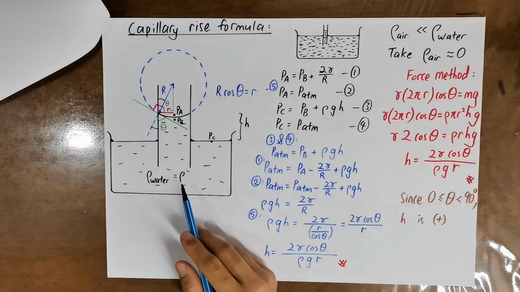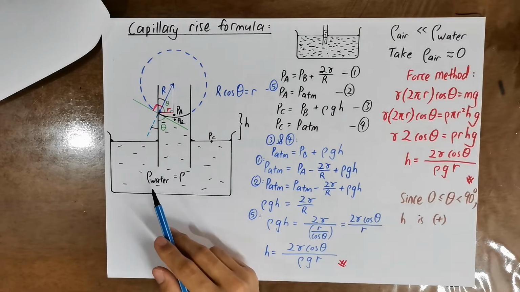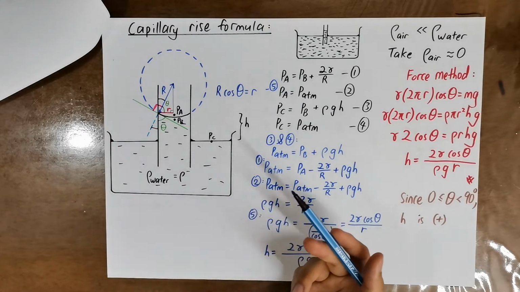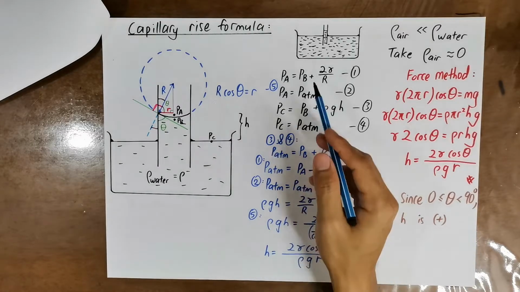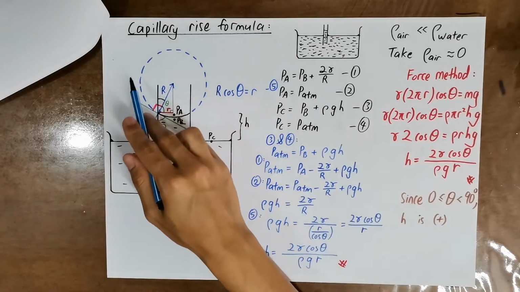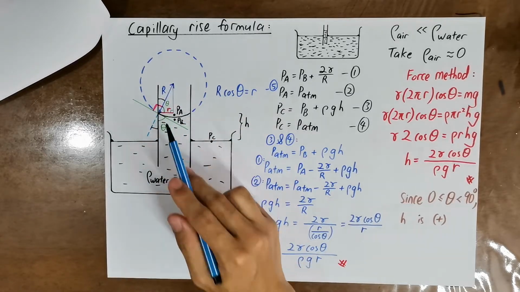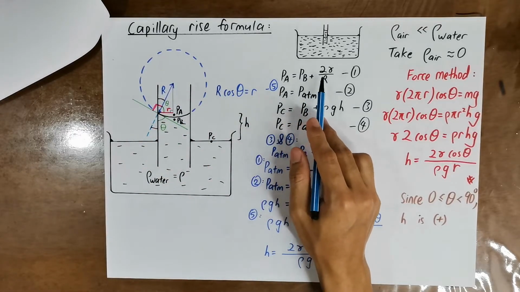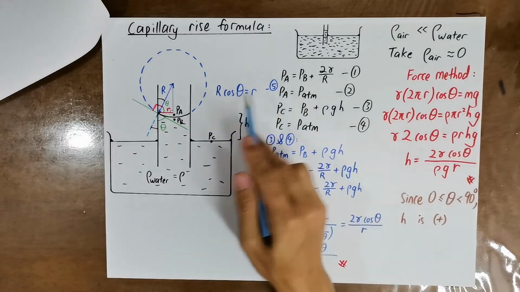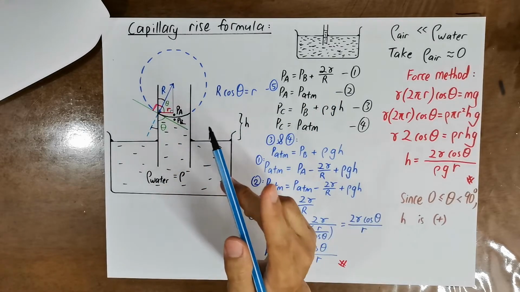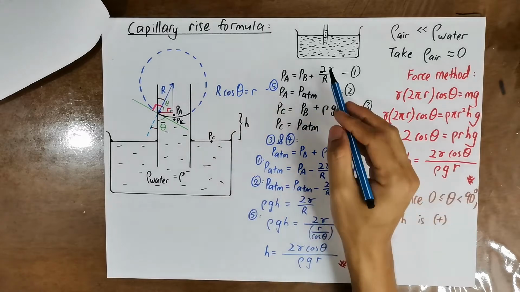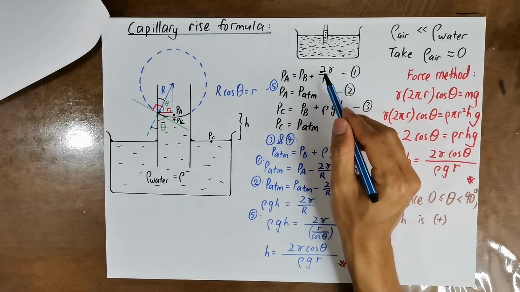The density you are using here is the density of water, which is 1000 kilograms per meter cubed. Remember what I said just now: the pressure inside the circle will be greater than the pressure outside the circle by 2 gamma over R, because you only have one interface here. If you have two interfaces, then that will be 4 gamma over R.